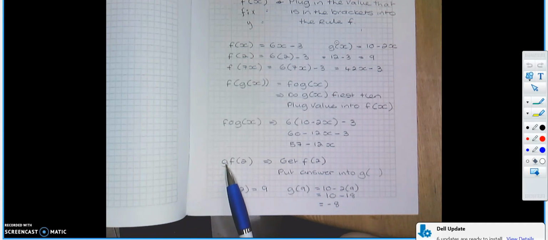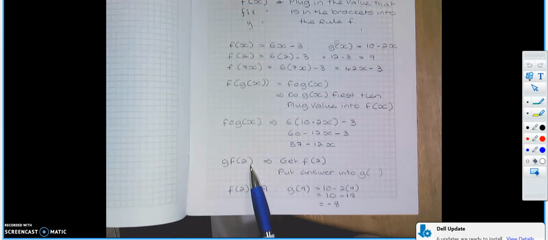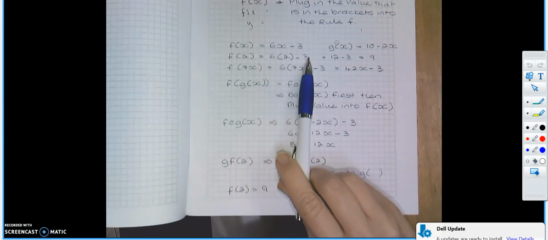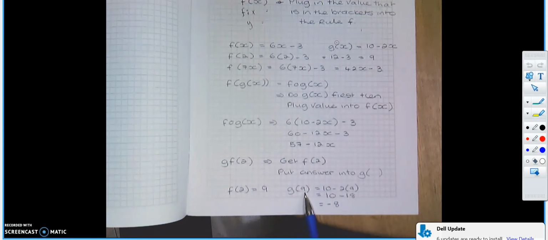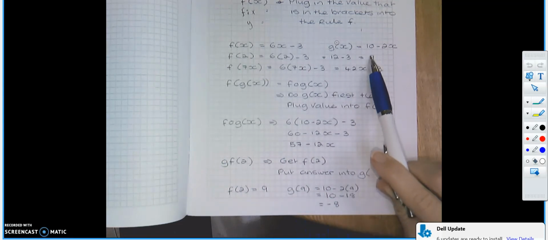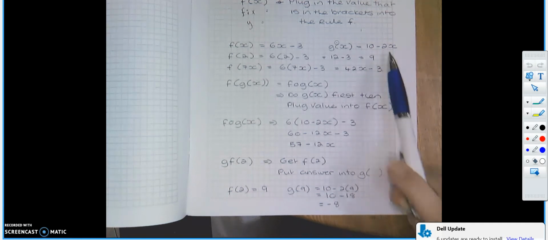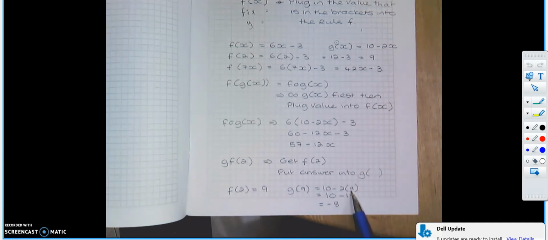If they told you you wanted g of f of 2, your method would be to get the f of 2 first, and then put your answer into the g formula. So f of 2, we worked it out earlier up here, was equal to 9. So g of 9 is equal to 10 minus 2 times 9. Alright, so instead of writing down the x, you write down 9. Multiply it out, you get 10 minus 18, and you get minus 8.